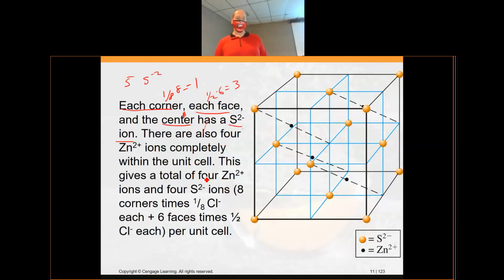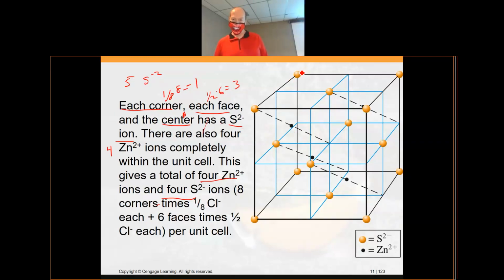There are also 4 Zn+2 ions completely within the unit cell. All right, so there are 4 Zn+2s completely inside within the unit cell. This gives a total of 4 Zn+2 and 4 S-2 ions. Not if they're saying that correct. All right, so let's look and see what they have wrong.